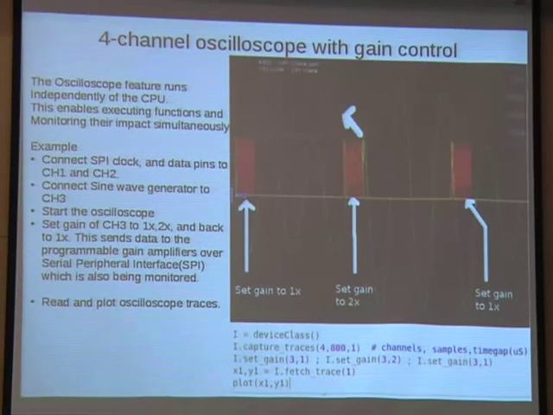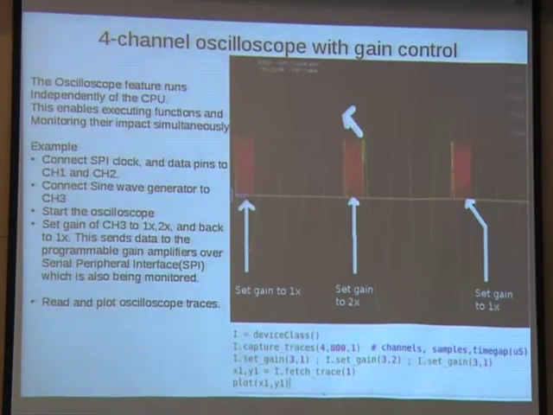And SPI is what is used for changing the analog gains. There are analog gain stages for the amplifier. So your input range is plus minus 16 volts, and if you have smaller signals, there's an analog gain stage. This analog gain stage is actually a chip which communicates via SPI. So I send it a digital signal to change its gain.